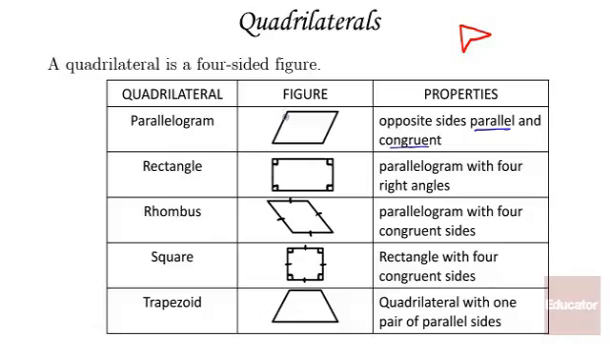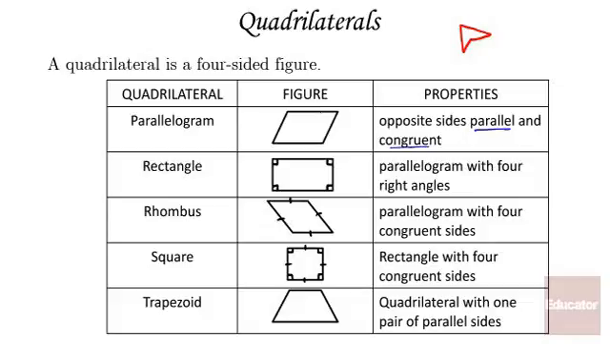Parallel means that they are slanted exactly the same way, right? So that they will never touch. If this line and this line were to keep going forever and ever, they're never going to touch, right? So that's what it means to be parallel. And they're also congruent.